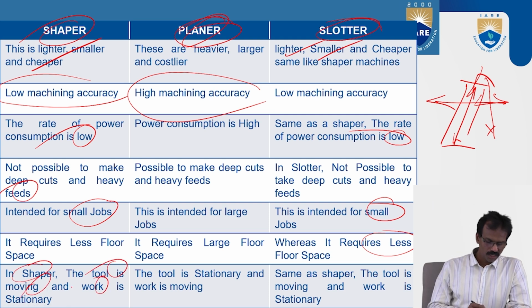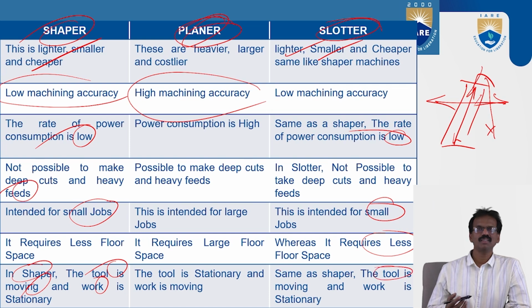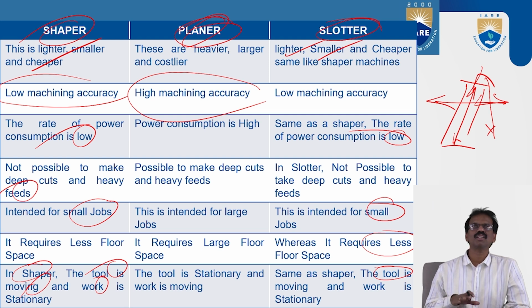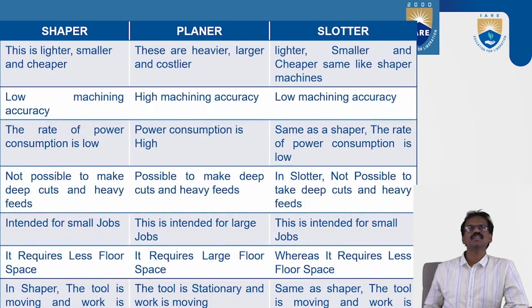Okay. In the shaper, the tool is moving and the workpiece is stationary. In the slotting machine also, the tool is moving and the workpiece is stationary. But in planing, the tool is stationary. It means the table will move. On the table, the workpiece will be fixed. So the workpiece will move by the help of the table, but the tool is stationary. So these are the differences between the shaping machine, planing machine, and slotting machine.